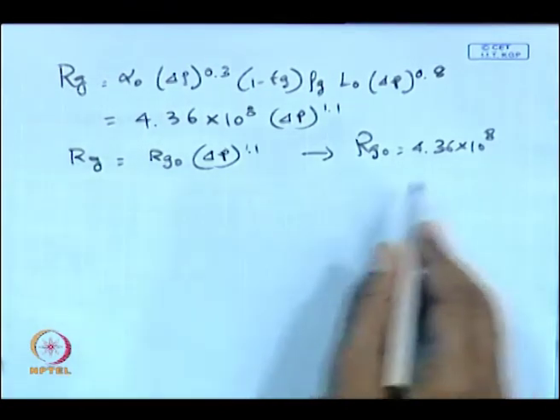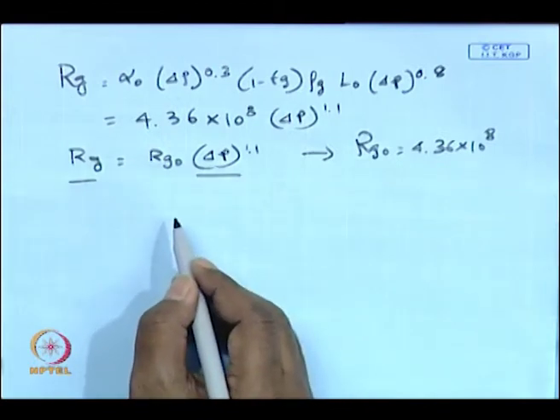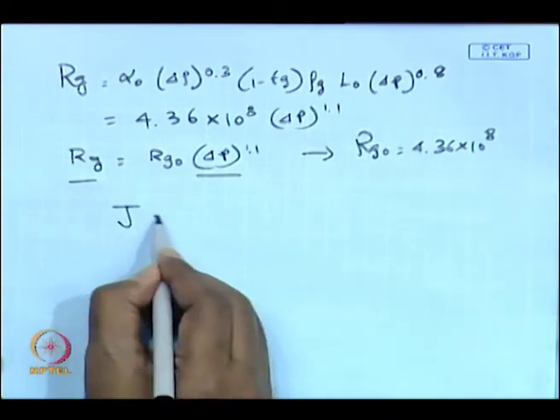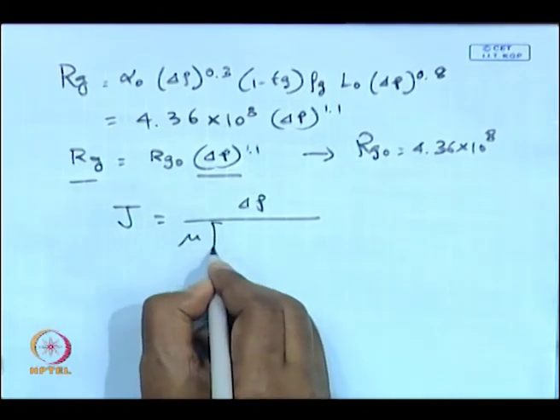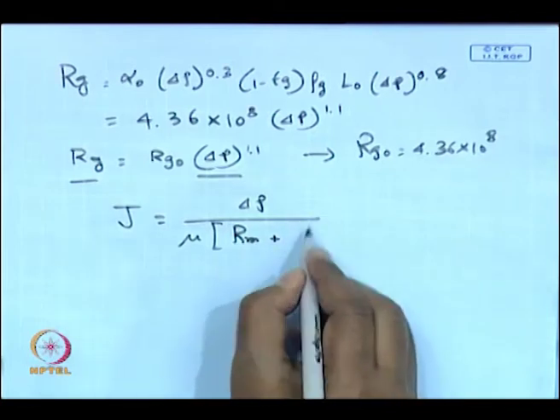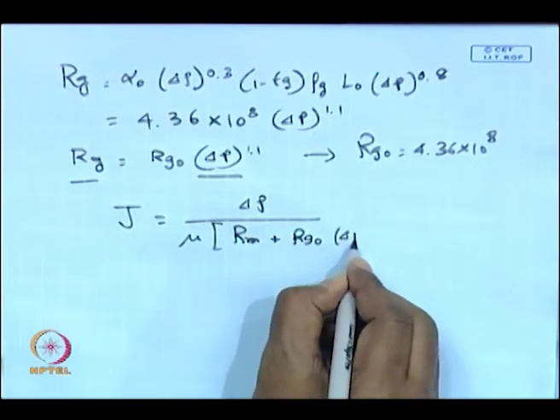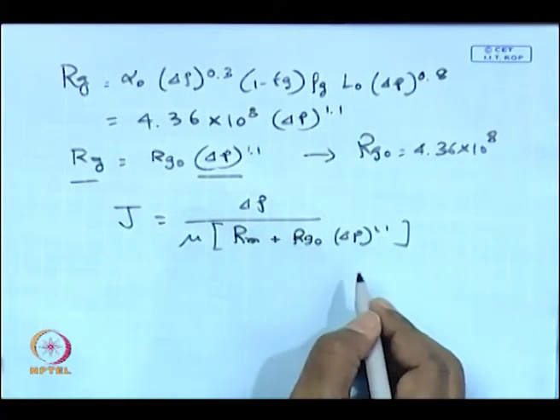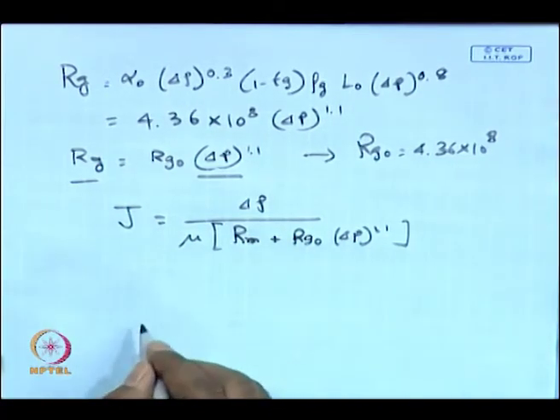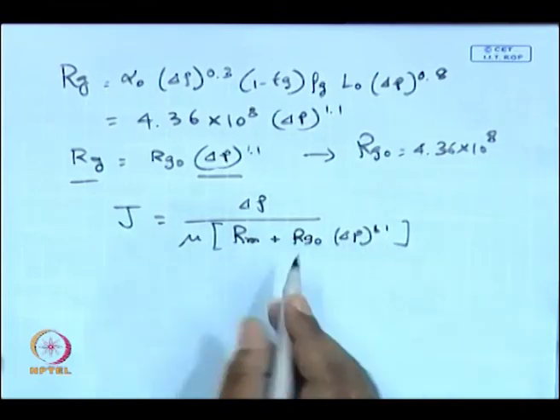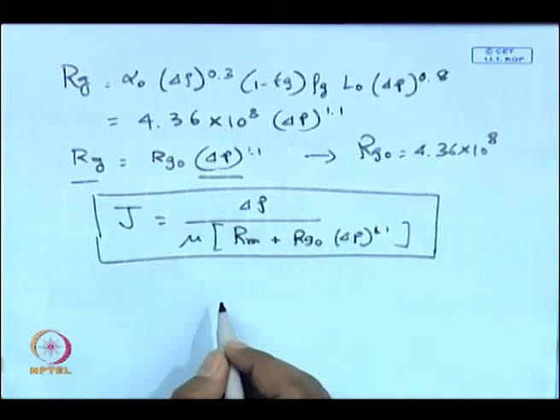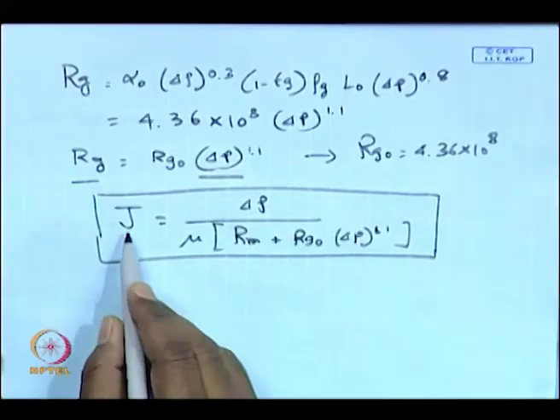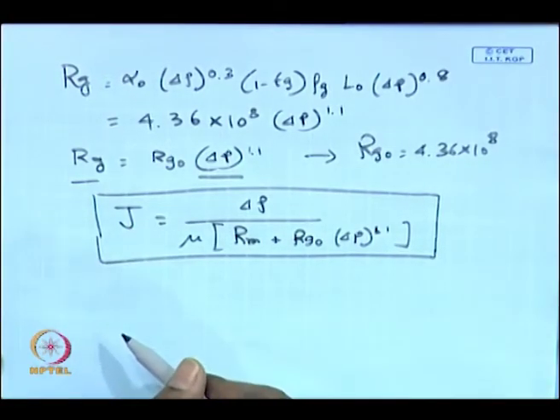Now, you put this expression of R_g, which is a function of nothing but delta p, in the governing equation of permeate flux, that is, J = delta p divided by mu (R_m plus R_g0 delta p raised to the power 1.1). In this expression, the permeate flux is a sole function of delta p, all the other parameters are known, and we are going to find out the optimum delta p or the limiting delta p. So, I differentiate this equation with respect to delta p and put it equal to 0.